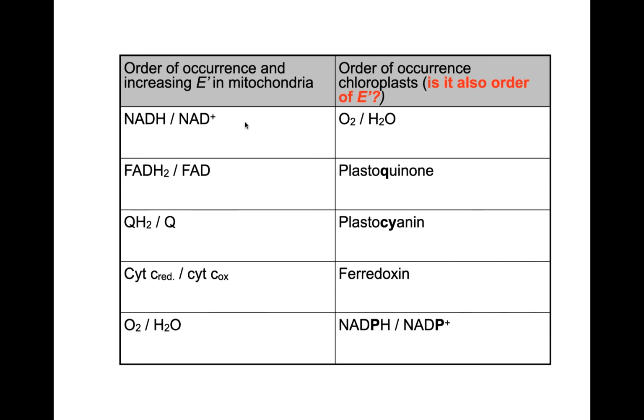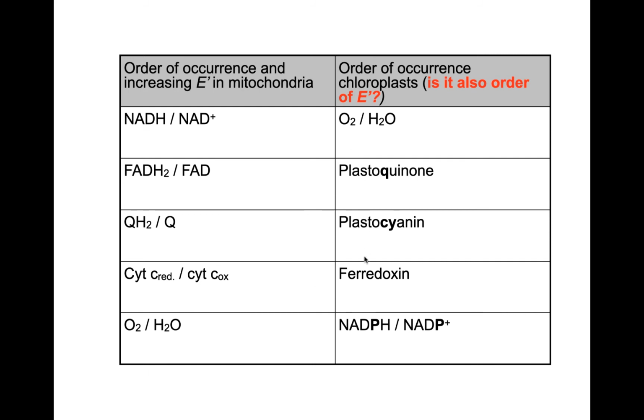If you were to take and order the electron carriers of the electron transport chain in mitochondria, you would see that they are in the same order as in increasing reduction potential. Right? If we start with NADH, that has a lower reduction potential than FADH2, which is lower than Q, which is lower than cytochrome C, which is lower than oxygen, and that's the reason the electrons move in that direction, constantly being sucked by a more electronegative molecule all the way until we get to the most electronegative molecule.